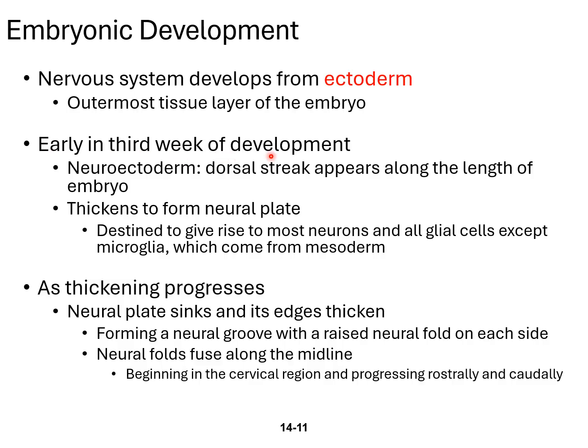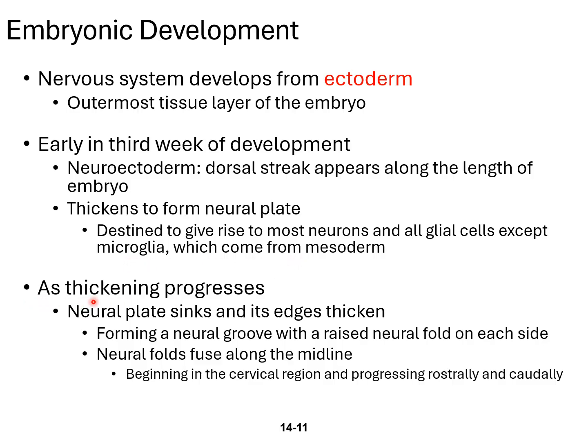Early in the third week of development, the neuroectoderm starts to form, which is a different layer. A dorsal streak appears along the length of the embryo, which means on the back, which just happens to be where your spinal cord is. These cells are going to thicken to form a neural plate. The neural plate is going to give rise to most of the neurons and glial cells, except for the microglia, because they are coming from monocytes from the blood.